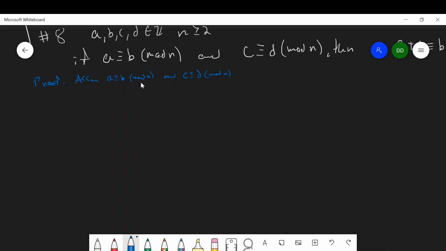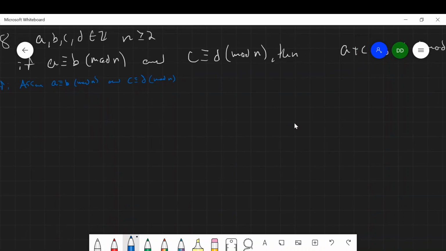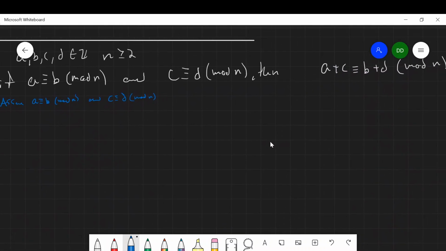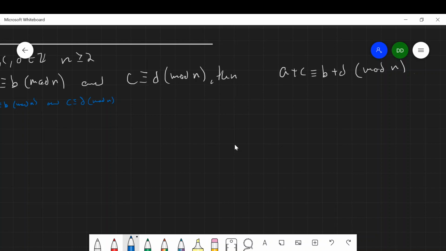Well, there's a couple things I could do past this. I want to show A plus C is equivalent to B plus D mod n. So I could go back to the definition of what it means for two integers to be equivalent modulo n. And that means n divides their difference. So this is true if and only if n divides their difference, A plus C minus B plus D. So if I can write A plus C minus B plus D as some multiple of n, I'll be done.